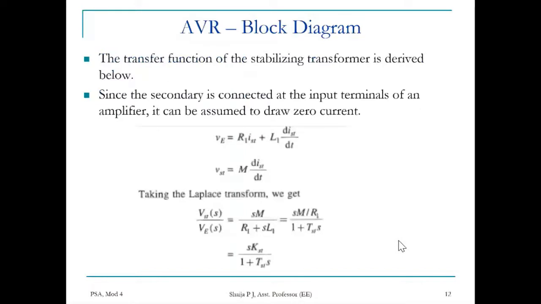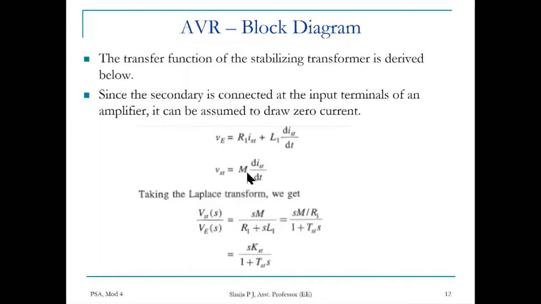So the transfer function of the stabilizing transformer can be derived as follows. The secondary is connected at the input terminals of an amplifier, so it can be assumed to draw zero current. So the equations can be written as VE is equal to R1 IST plus L1 into dIST by dt, and VST will be equal to M into dIST by dt. So two equations are there.